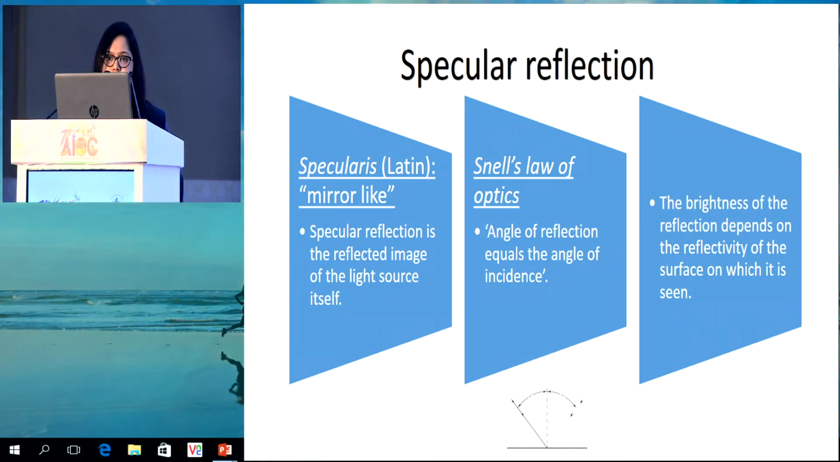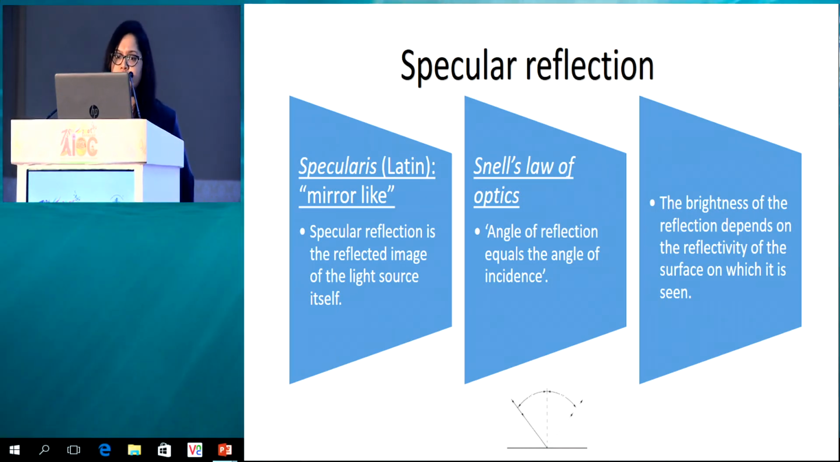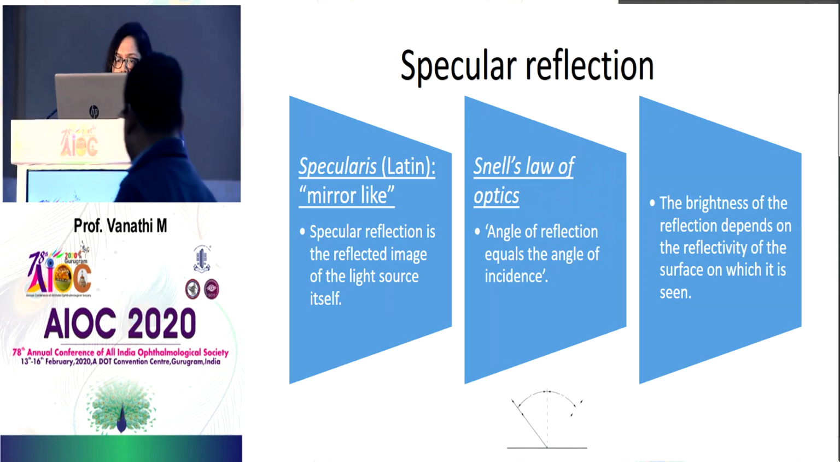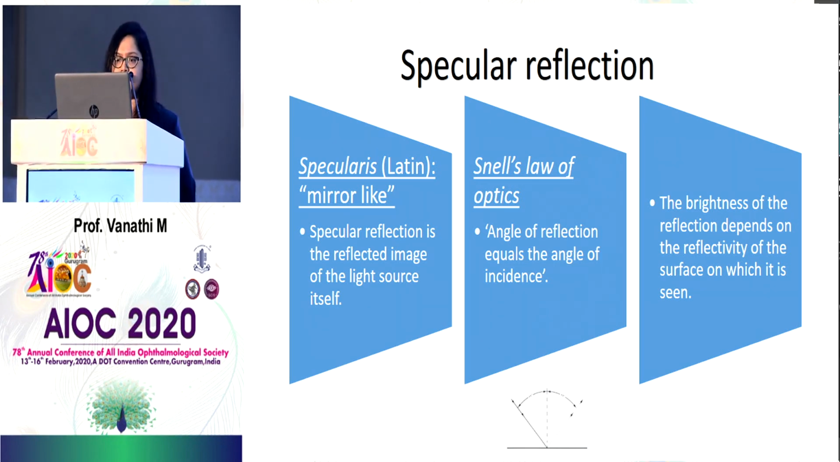By this illumination you can better visualize these kinds of findings. Next one is coming on specular reflection. So specular is a Latin term, specularis, which means mirror-like. So specular reflection is the reflected image of the light source itself, and it's based on Snell's law of optics, which is angle of reflection is equal to angle of incidence. And the brightness of the reflection depends on the reflectivity of the surface on which it is seen. So your surface should be smooth.